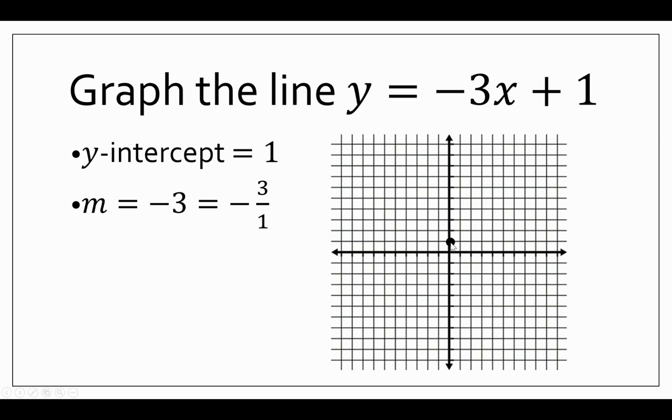So we start with our dot here at the y-intercept. And our rise and run, since we have a negative slope, we're going to go down 3 and over 1 to get to that point. We can continue that method and then draw a line to connect those. So this is how we graph lines using that standard y equals mx plus b format.